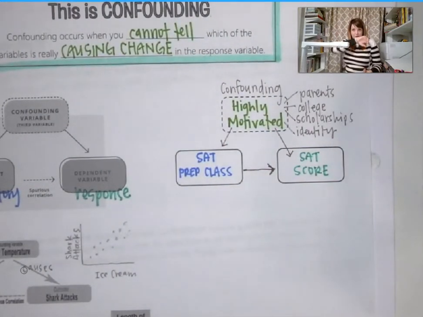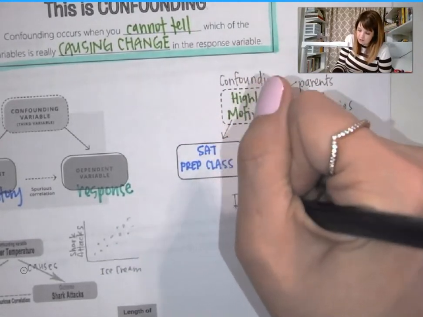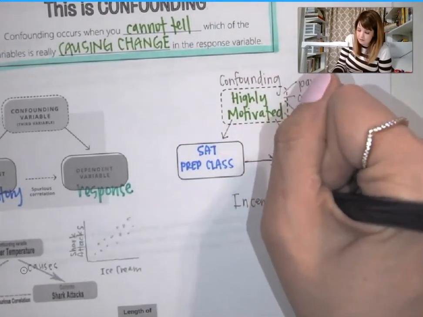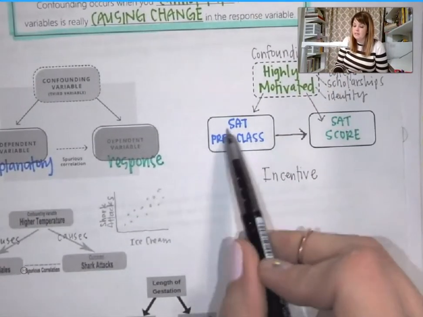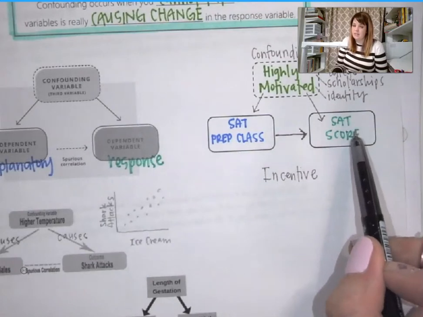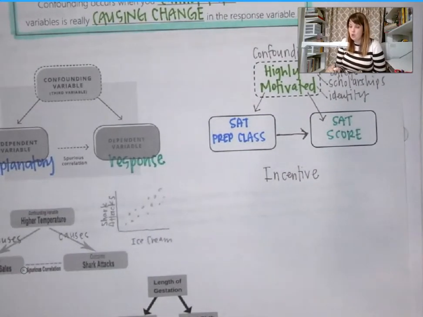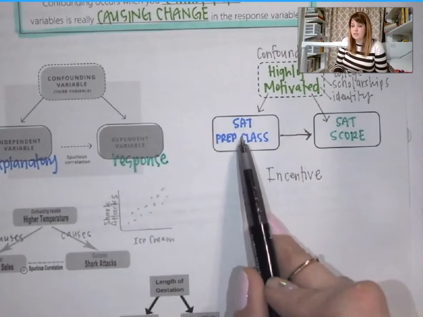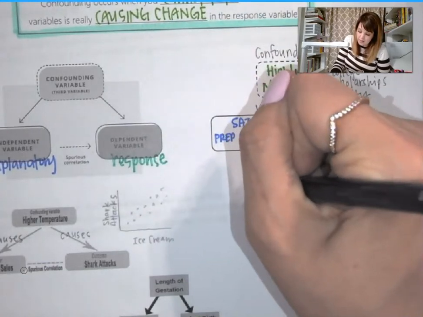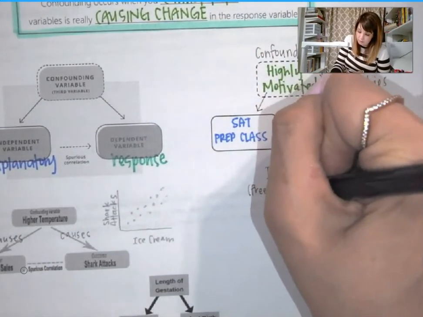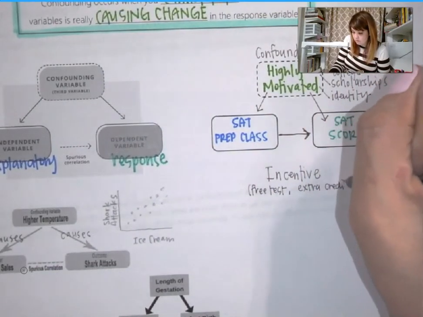Okay, so some of the most common ones is an incentive. Maybe these students had some incentive to take the SAT prep class. Like, what if they were told, if you take this SAT prep class, you can take the SAT for free. We'll give you one free test. Or what if they have a teacher that says, if you go to this prep class, I'll give you 10 points of extra credit. So they had some kind of incentive to take the prep class. So free test, extra credit, etc.